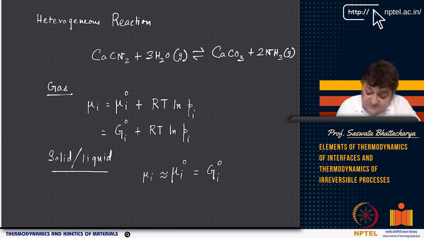Now for a gas, you will write mu_i equals mu_i0 plus RT ln P_i, where P_i is the partial pressure of component i in the gaseous state. Here mu_i0 is nothing but G_i0, and P_i is the partial pressure of i in the gaseous state. But for a solid or liquid, you have mu_i, which is nothing but mu_i0 or G_i0. This term is no longer present.